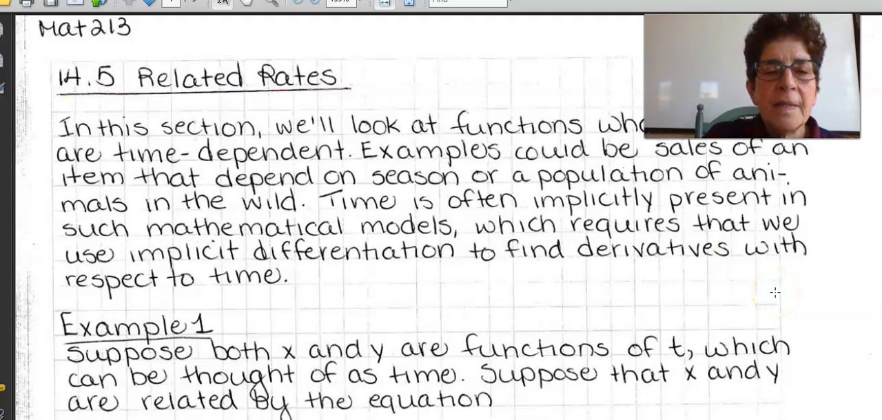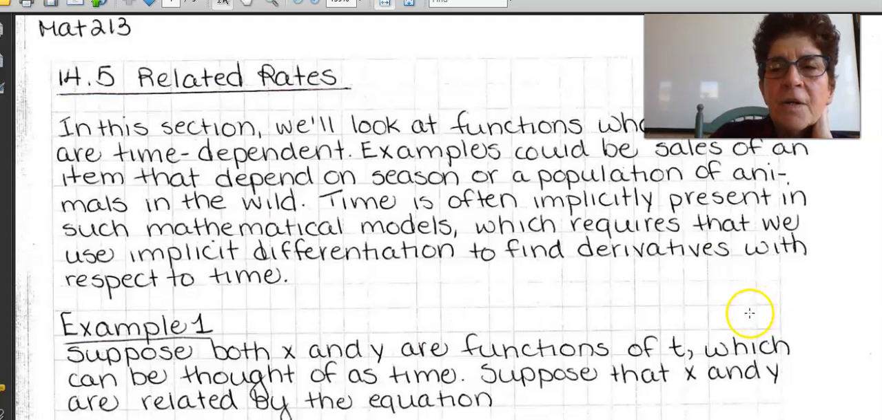Hi everyone, this is a presentation on related rates for MAT213 brief calculus. In this section we're going to take a look at functions that are actually functions of time. That's again what it means up here where it says time dependent.